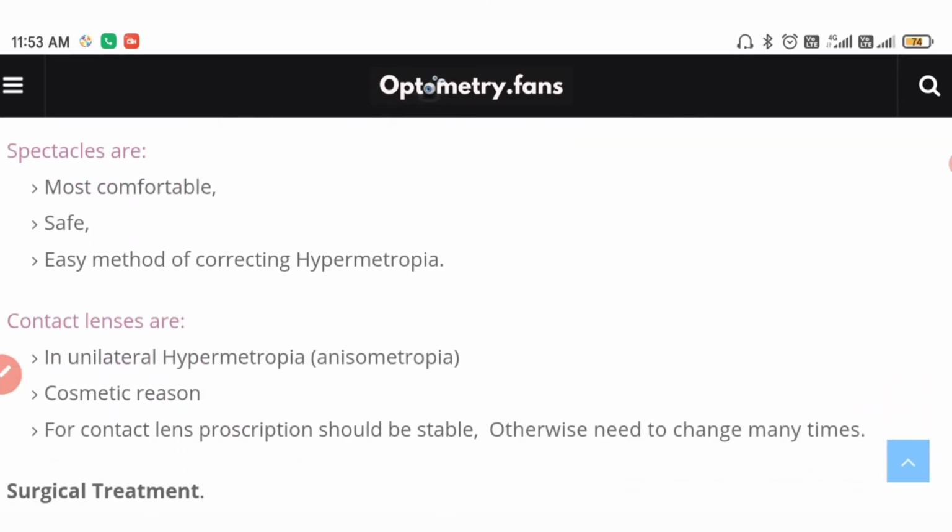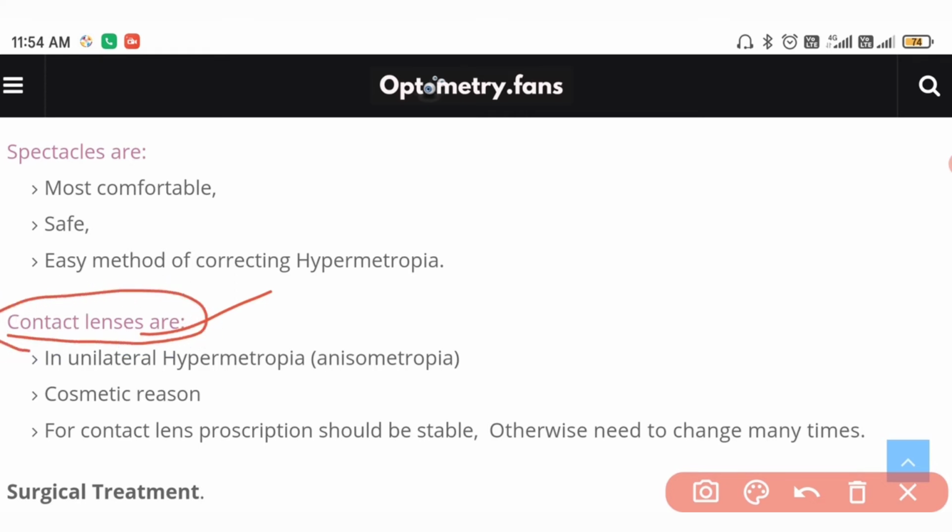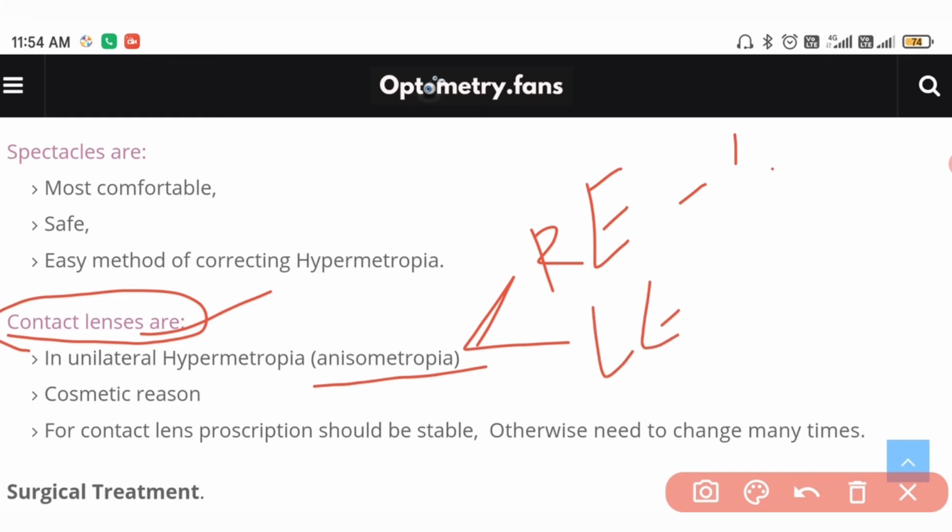Next, a hypermetropic patient can also be corrected with contact lenses. In what condition are contact lenses used? They are used in unilateral cases, or in an anisometropic patient. What is anisometropia? The patient's one eye has -1 diopter and the other eye has -2.5 diopter refractive error.